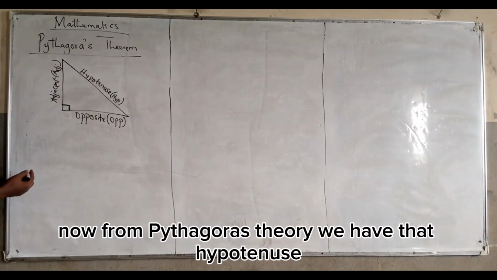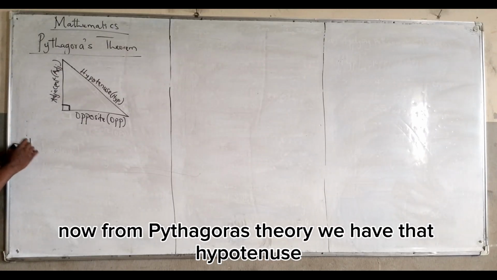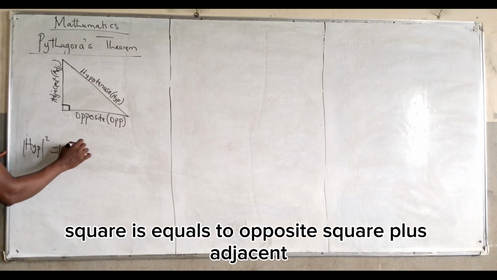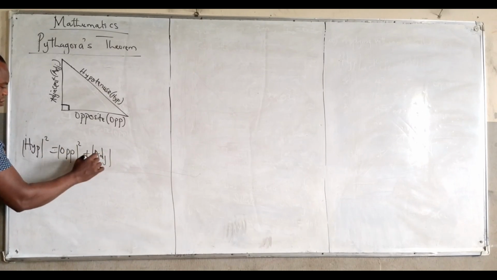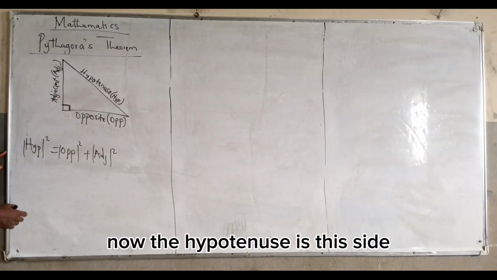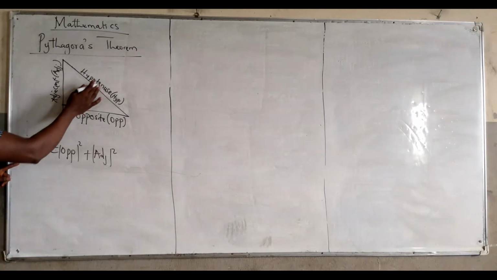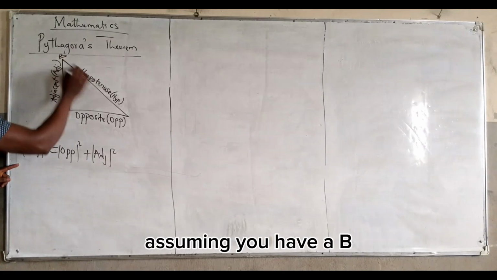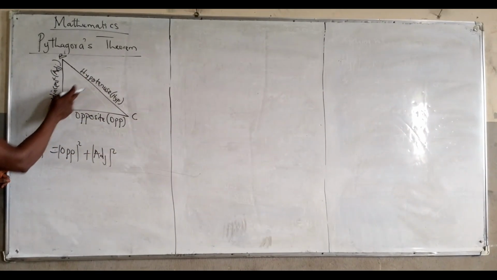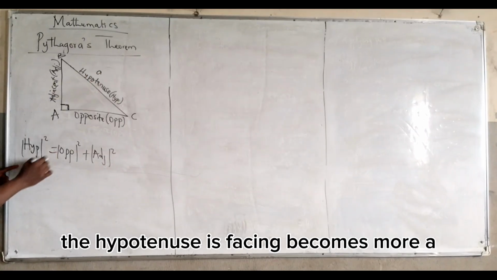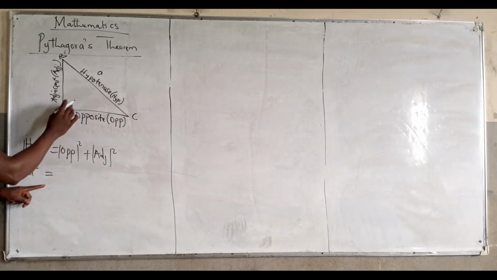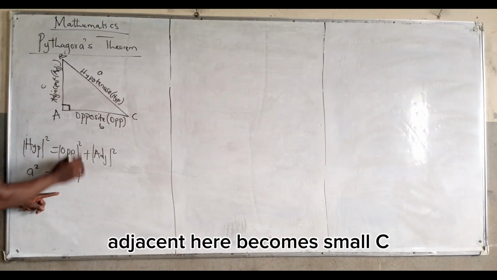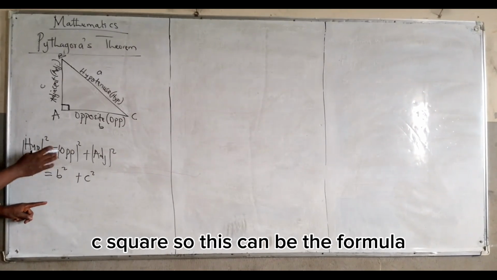Now from Pythagoras theorem, we have that hypotenuse square is equal to opposite square plus adjacent square. The hypotenuse is the longest side, the side 90 is facing. Assuming we have A, B, and C, the side the hypotenuse is facing becomes small a, so here is A square. Here becomes small b, here is B square. Adjacent here becomes small c, C square. So this can be the formula.